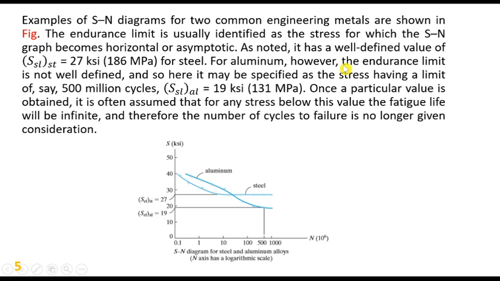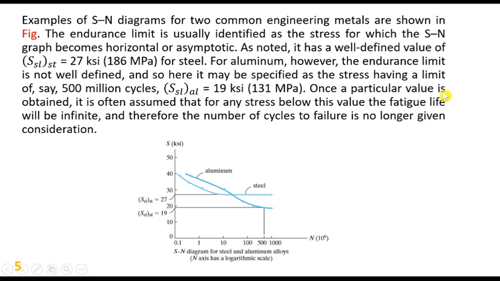As noted, it has a well-defined value of endurance limit, EL. The EL of steel is equal to 27 megapascal. For aluminum, however, the endurance limit is not well defined, and so here it may be specified as the stress having a limit of say 500 million cycles. The EL of aluminum is equal to 131 megapascal.